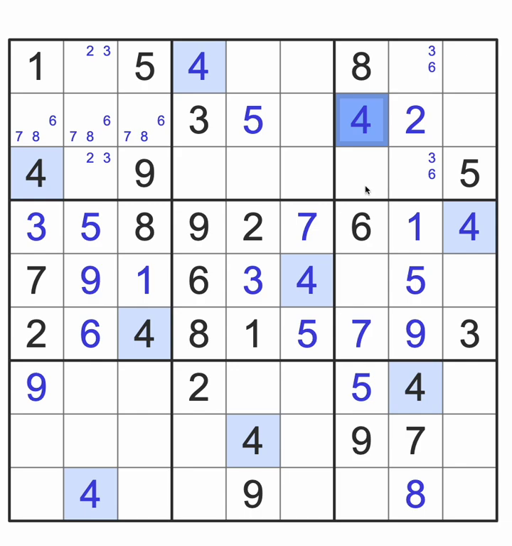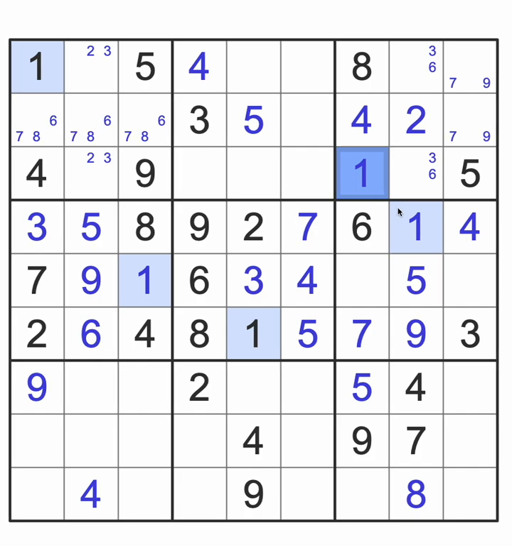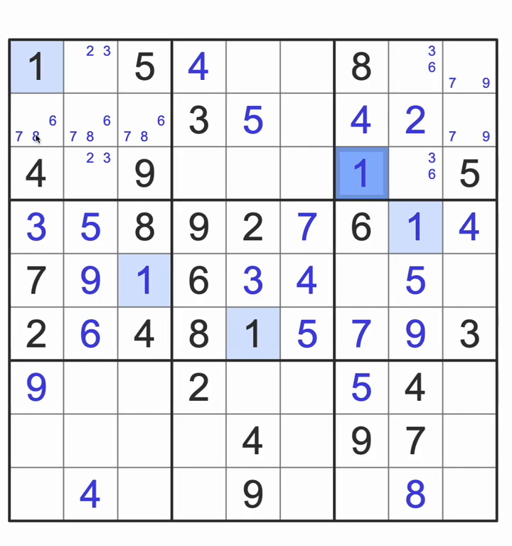1, 7, 9. Because of 3, 6 double here, these 3 cells are left with 1, 7, 9. Here's 7 and 9. So this will be 1. And here's 6, 7, 8 triple, meaning this cannot be 7. Gives me 9, 7. And the 6, 7, 8 triple again means this cell is left with 1.